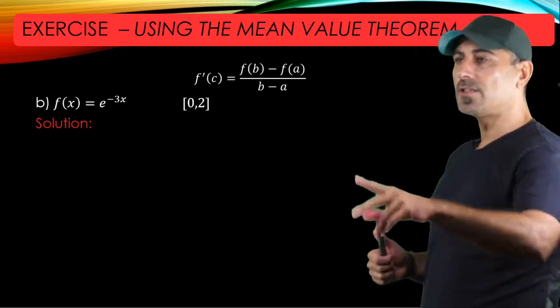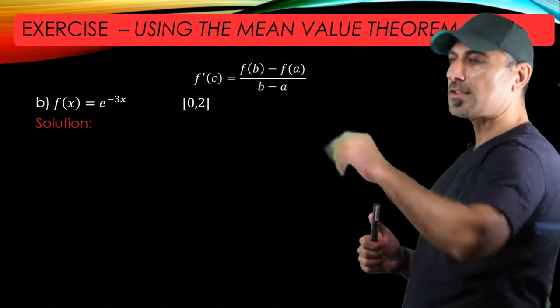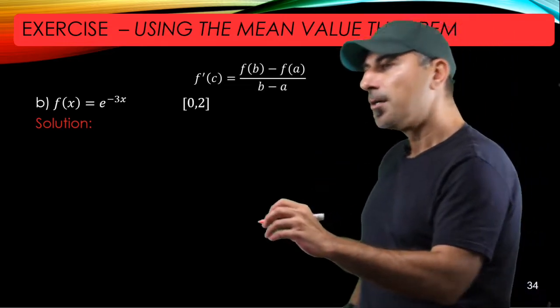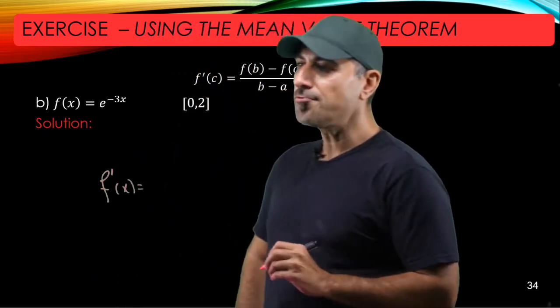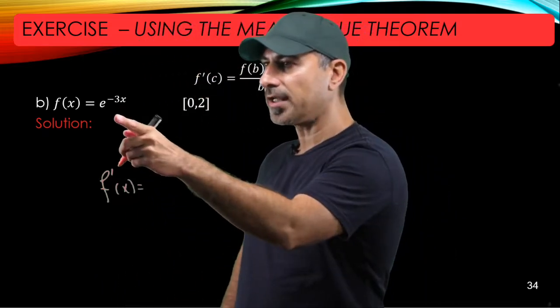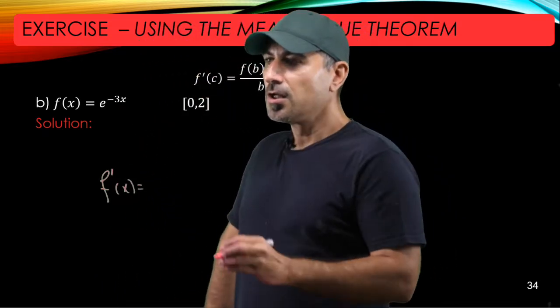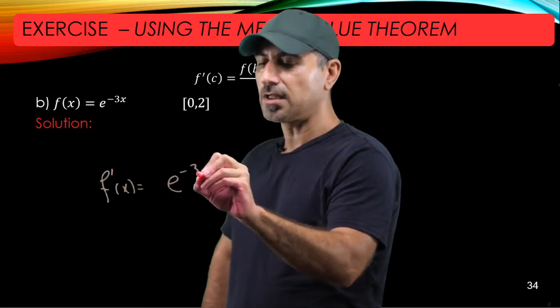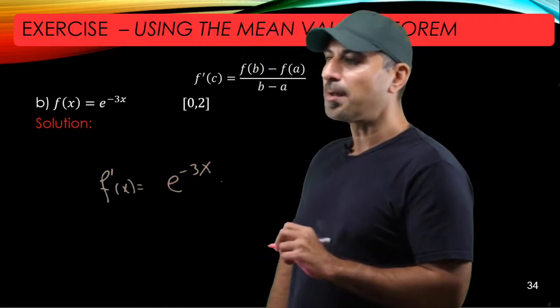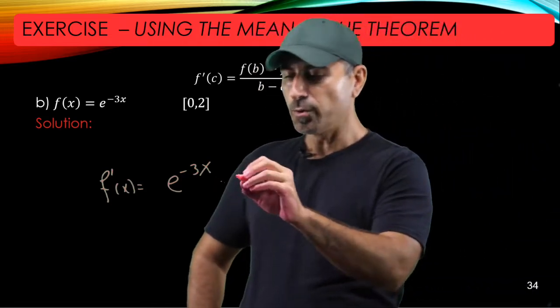So all we're going to do is check this equality for this f. But first we need f prime. You can use the chain rule for that. The outer function is the exponential function, so essentially the derivative of that is just itself. But we have to multiply this by the derivative of the exponent, which is negative 3.